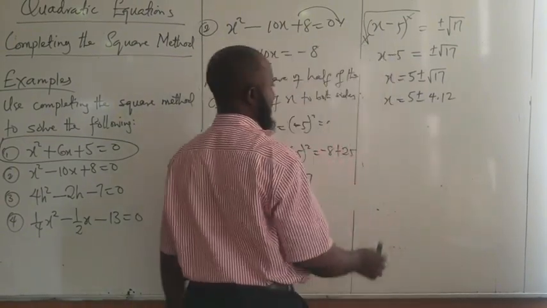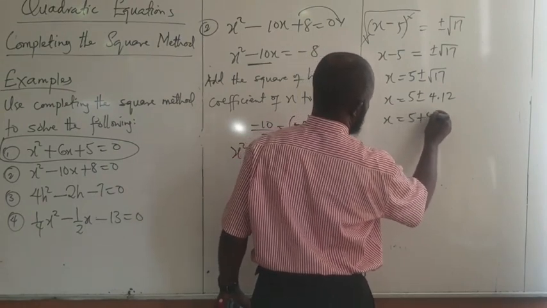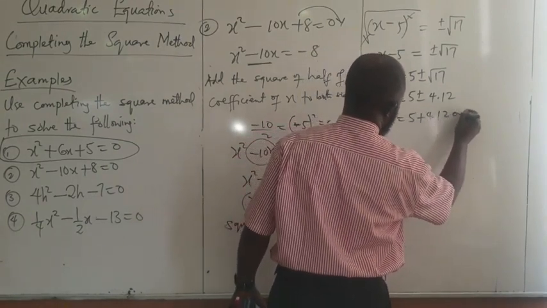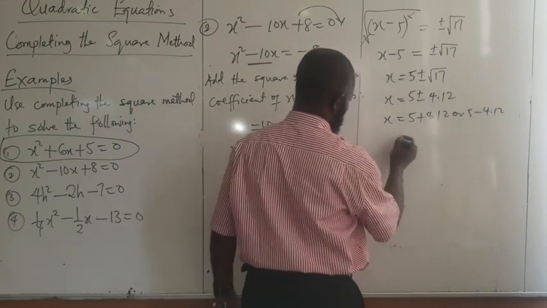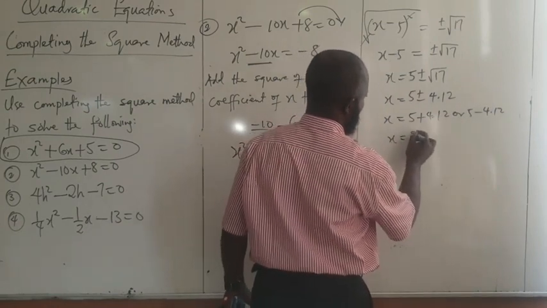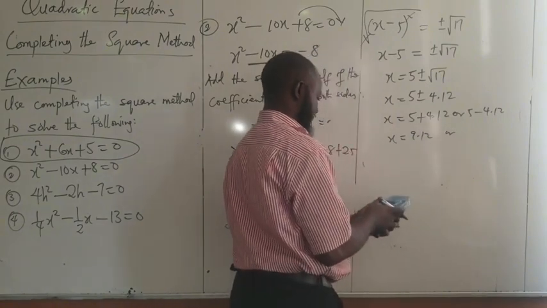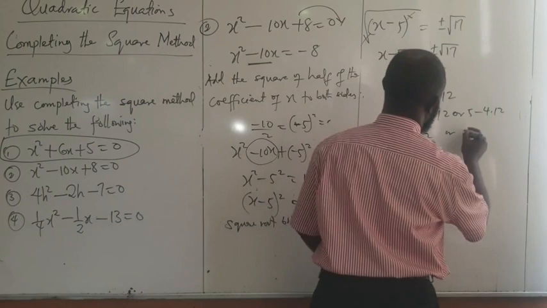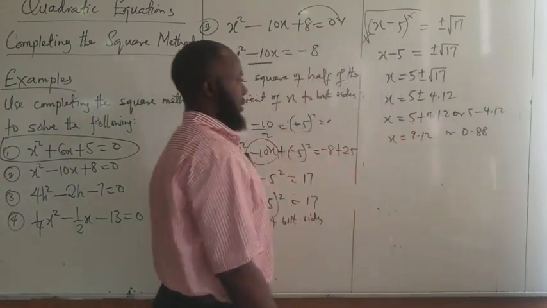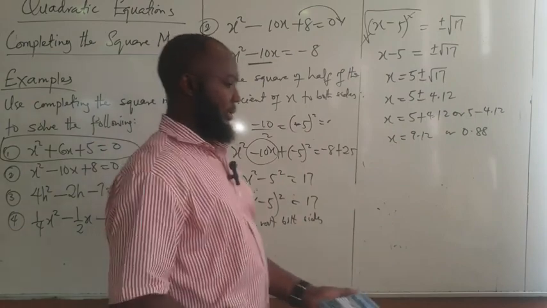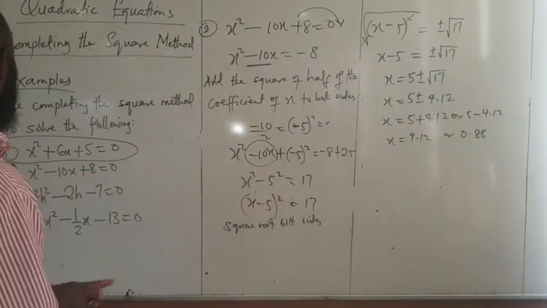Let's look at that one. So which means x equals to 5 plus 4.12 or 5 minus 4.12. So that means x is equal to what? 9.12 or 5 minus 4.1 will give us 0.88. Alright, so that is the answer. So is that clear? I hope it's very clear. So let's look at the third example.